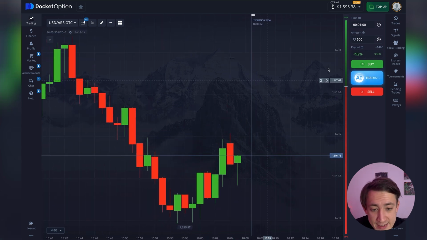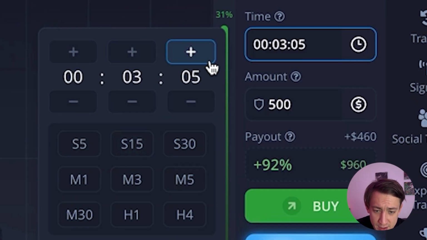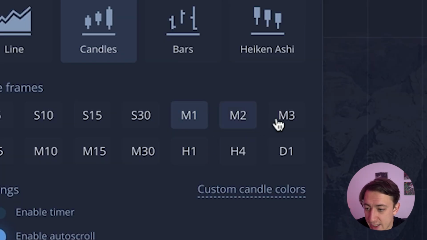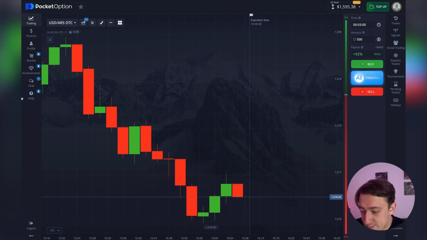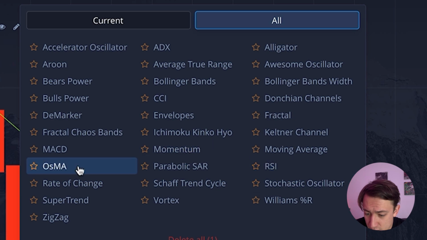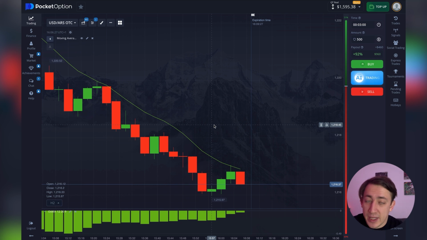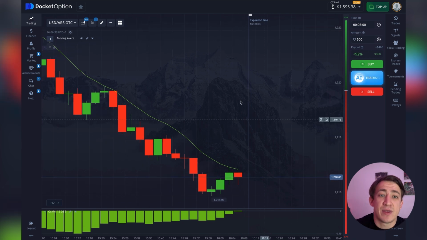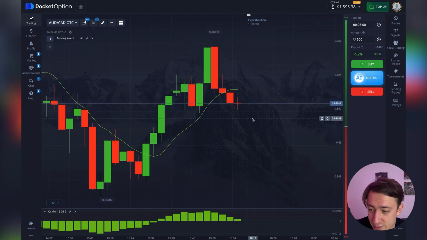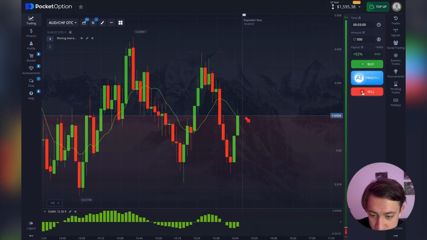So, the expiration time for the trading session will be 3 minutes. And so the time frame will be 3 minutes, and I'll use 2 indicators: the moving average and the OSI indicator. Let's begin to trade, and afterwards I'll explain everything in detail. The first trade will be $500, guys, and so let's find some convenient situation for the trading session, and I will explain everything in detail.